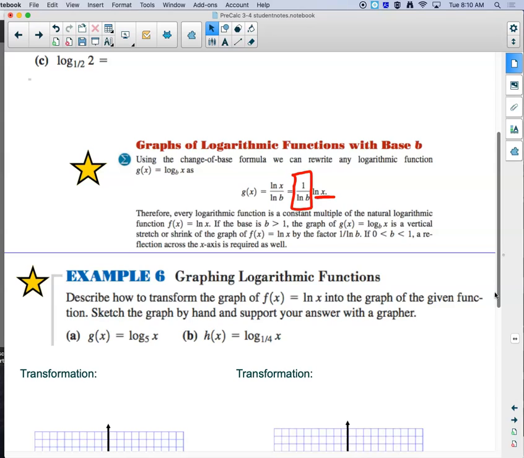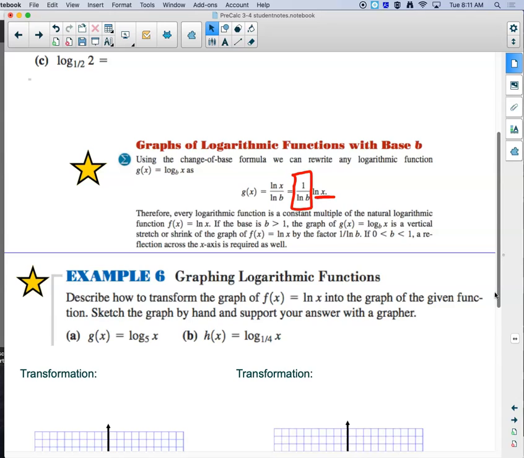F of x equals the natural log of x. If the base b is greater than 1, the graph of g of x equals logarithm base b of x is a vertical stretch or shrink of the graph of f of x equals the natural log of x, by that factor of 1 over the natural log of b. If the base is between 0 and 1, a fraction or decimal between 0 and 1, a reflection across the x-axis is required as well. And that one we'll talk a little bit more about. In fact, they have a little bit more about that on the next page, talking about that reflection.